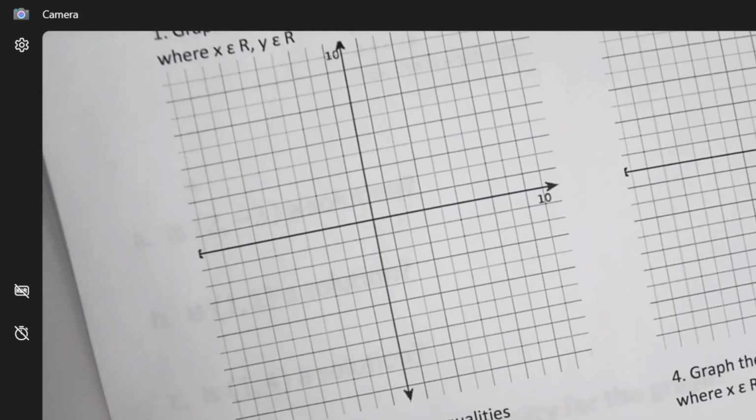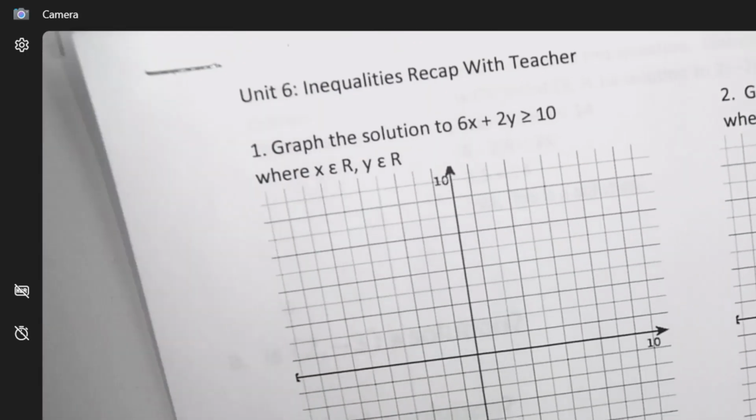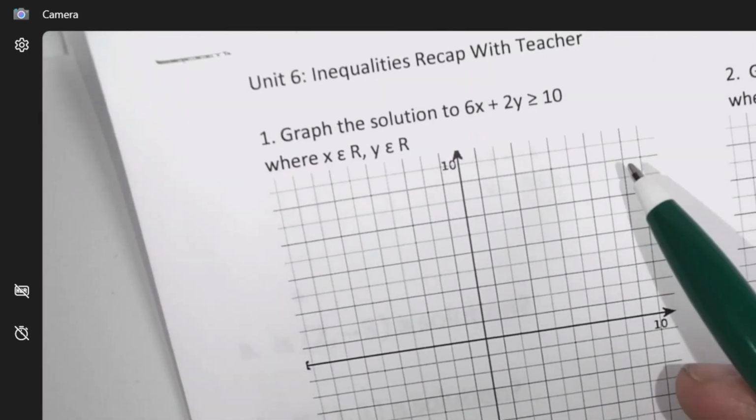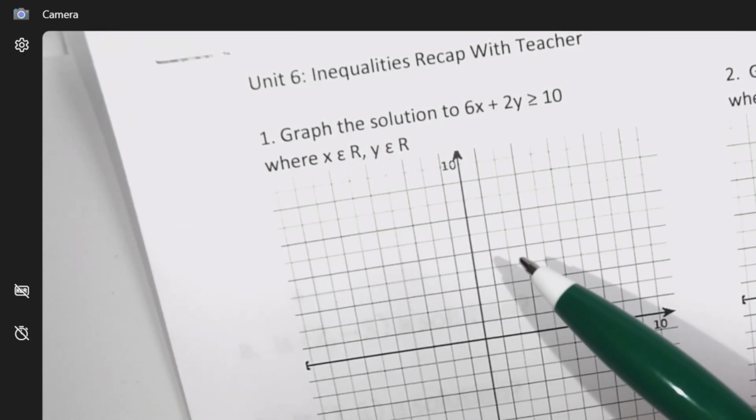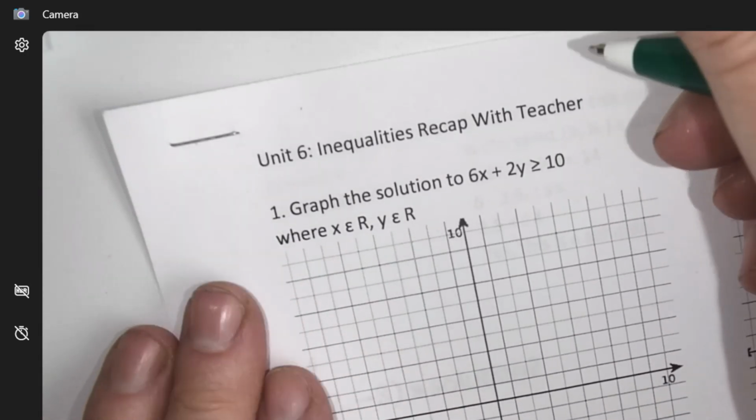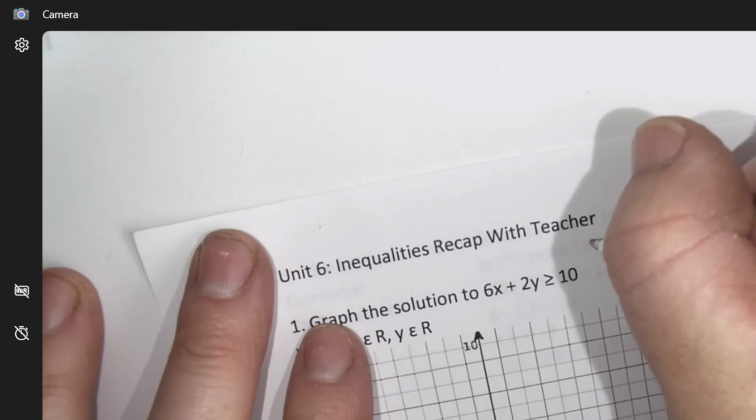Number 1, graph the solution to this. So this is not ready for me to put in my calculator because y has to be by itself, right? To go into my calculator, I need a y alone. Okay, so I'm going to do some work here.